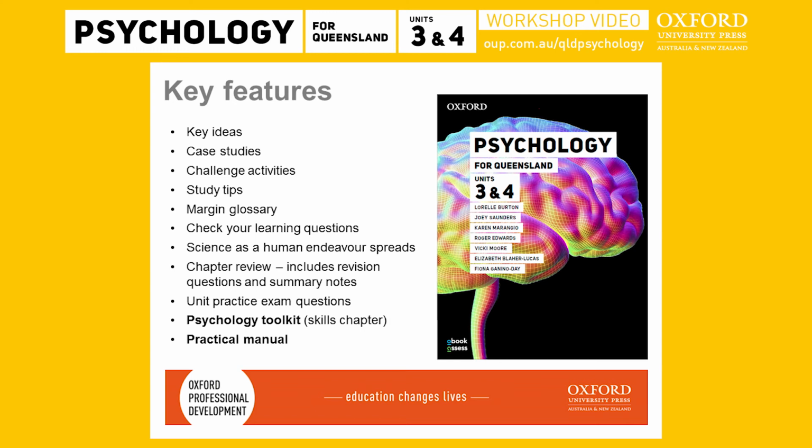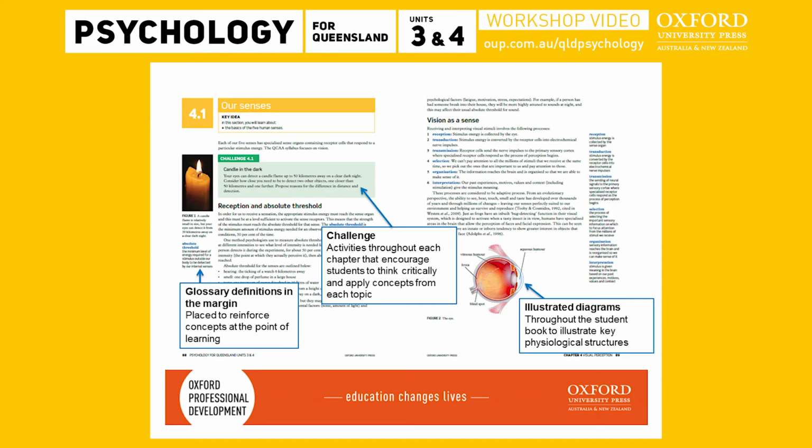Yeah. And here's an example chapter, which is about our senses, the basics of the 5 human senses. Again, trying to give a practical example so that when they see a candle, they think about how far it is detectable in the distance and things like that. So glossary definitions in the margin. There's always a challenge of some form throughout the chapter. Illustrated diagrams and key concepts are also defined there for quick and easy access.